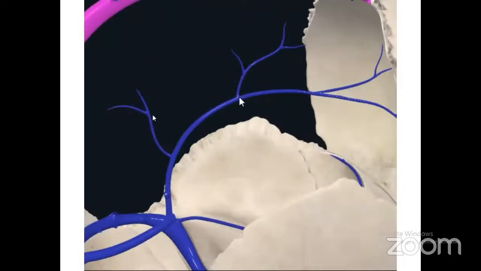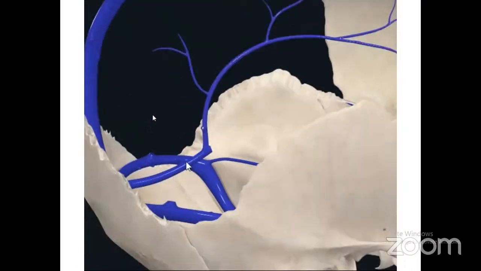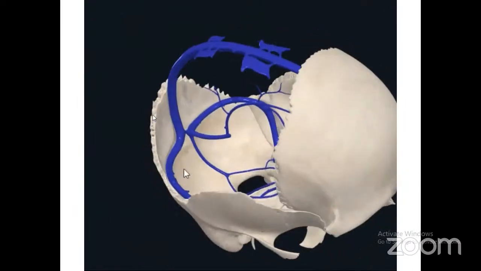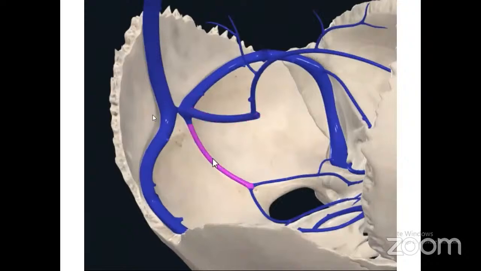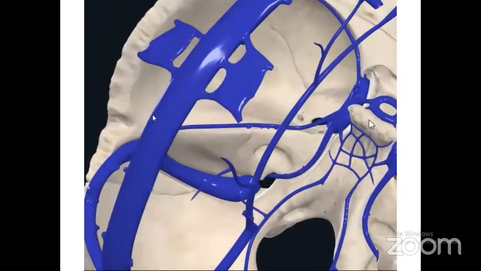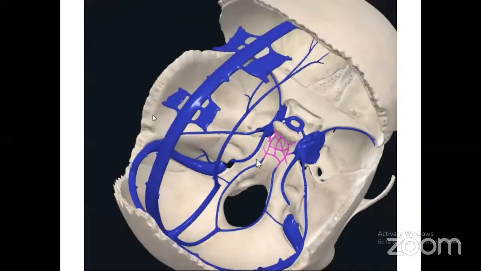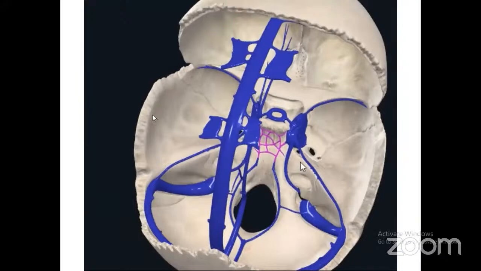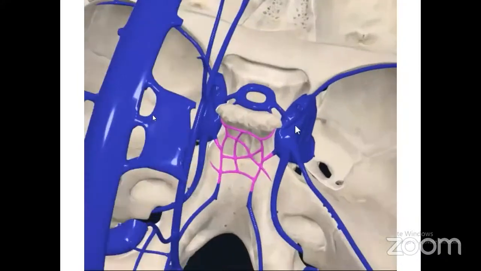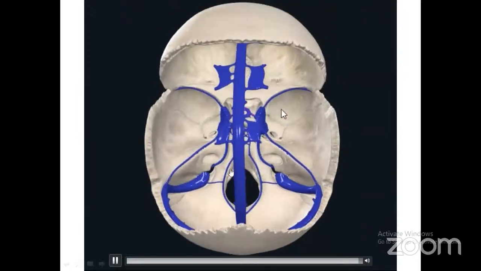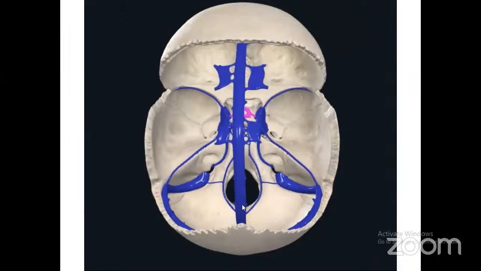You can see the superior sagittal, and that is the inferior sagittal. Inferior sagittal continues as the straight sinus. Straight sinus usually continues as the left transverse sinus, and that is the occipital sinus. Then you can see the basilar venous plexus over the clivus in front of the brainstem. And you can notice there anterior and posterior intercavernous sinuses, both forming a ring there. So these are all unpaired dural venous sinuses present in the midline.